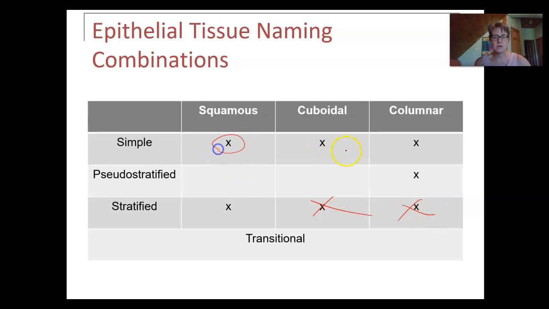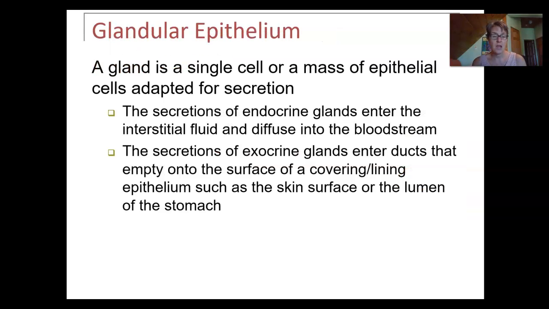So we did simple squamous in the alveoli, simple cuboidal in the kidney, simple columnar in the digestive tract, pseudostratified columnar in the trachea, and stratified squamous in the skin. Another type of epithelial that we have is glandular, and glandular means that it makes a substance, a secretion.